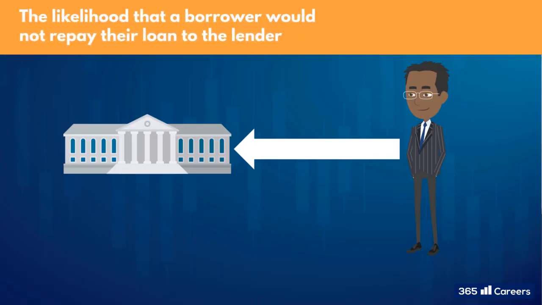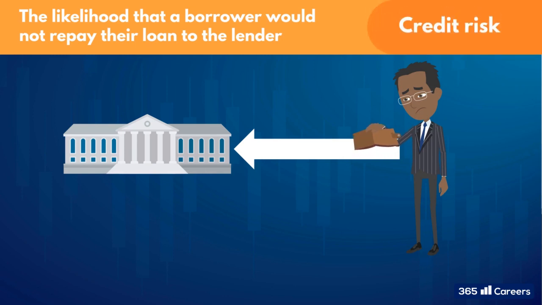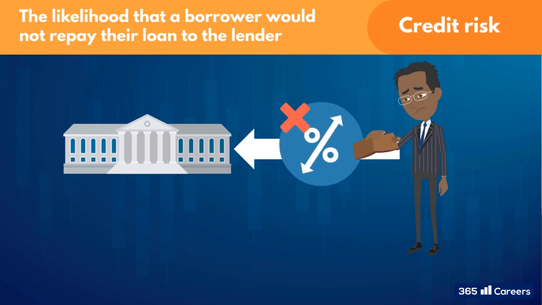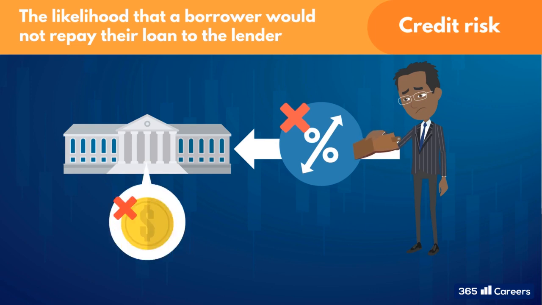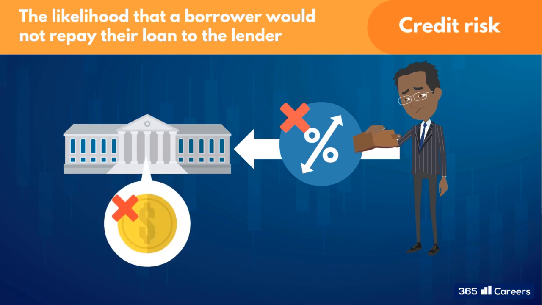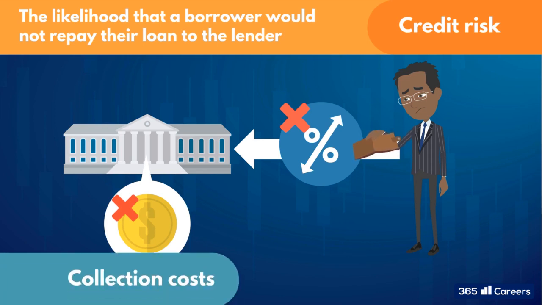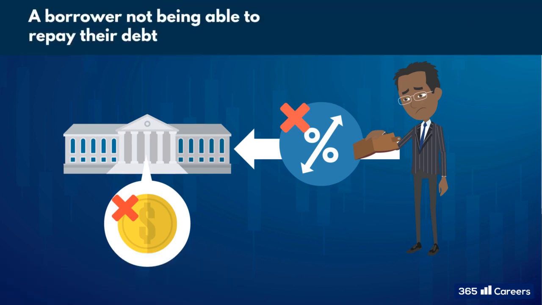The likelihood that a borrower would not repay their loan to the lender is called credit risk. In this case, the lender would not receive the owed principal. Moreover, they wouldn't be paid the interest due, and will, therefore, suffer a substantial loss. In addition, it is likely that the lender will have to sustain substantial costs in an effort to recover outstanding debt. These costs are called collection costs. The event of a borrower not being able to make the required payments to repay their debt is called default.